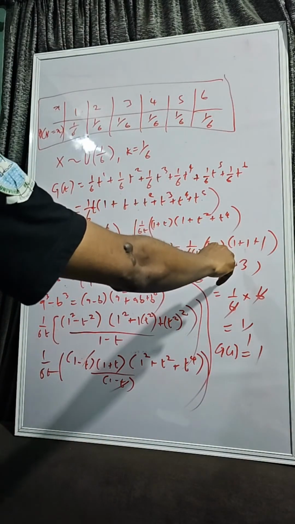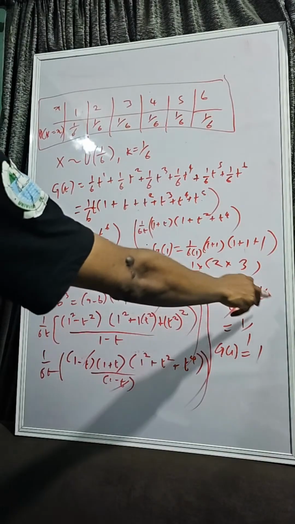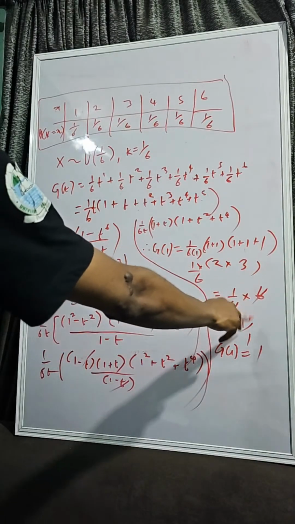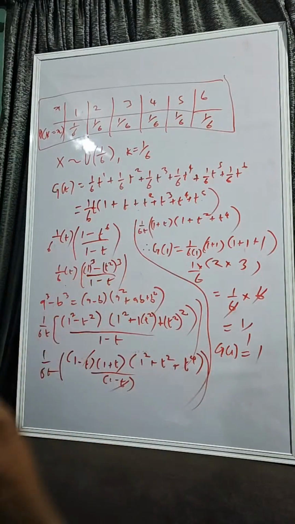2 times 3 is 6. So this will give you 1 over 6 times 6. 6 cancels 6. You are left with 1 over 1. So our g of 1 is equal to 1. So that shows that our expression was correct.